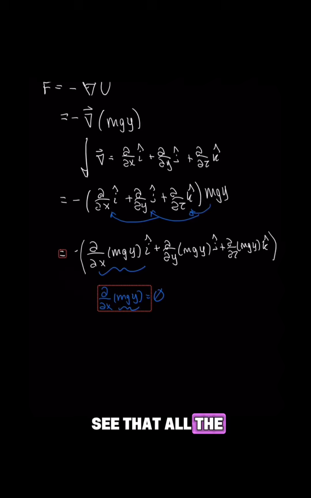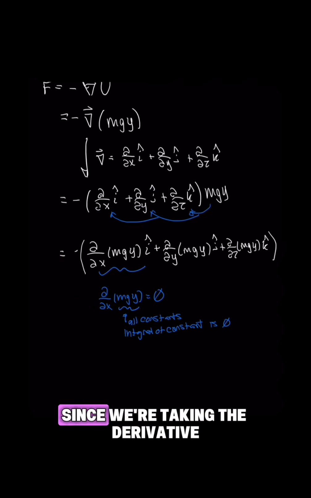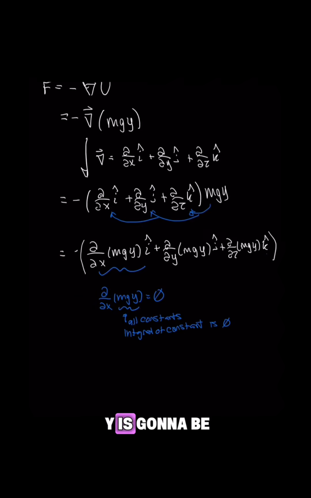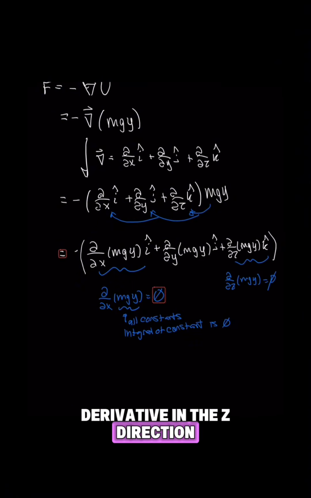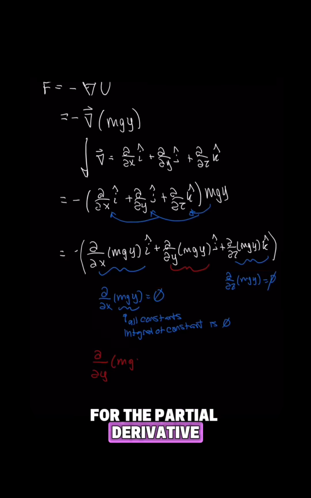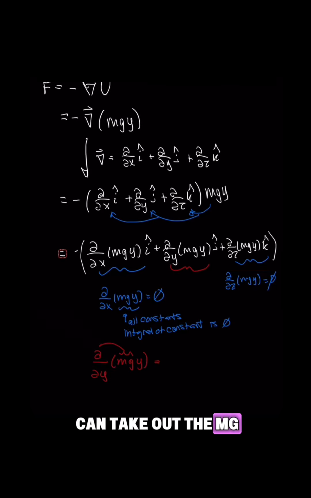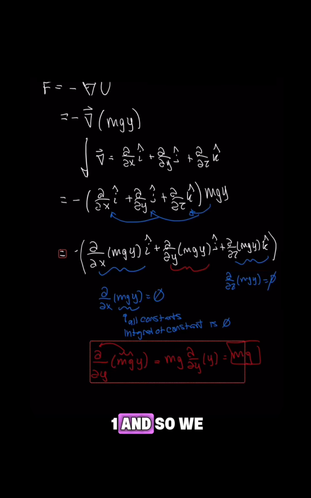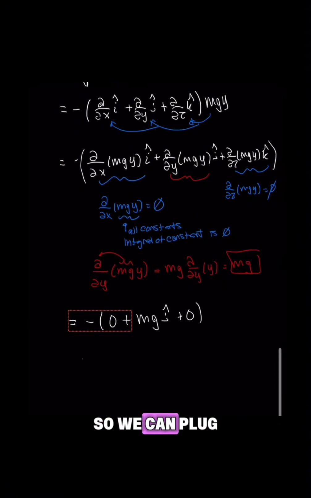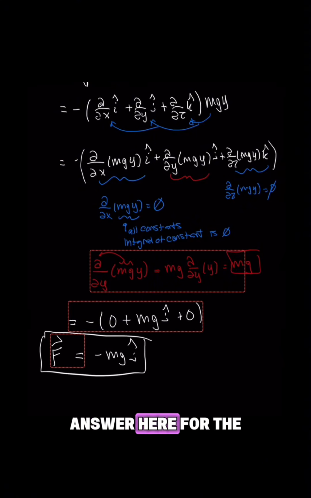So we can see that all the values in the integral are constant. Since we're taking the derivative with respect to x, the y is going to be treated as a constant. The total partial derivative is equal to 0, and this is the same for the partial derivative in the z direction of this function. For the partial derivative with respect to y, we can take out the mg. The partial derivative of y is just 1, and so we get mg for the answer for that. So we can plug all these in, and then we find our final answer here for the force.